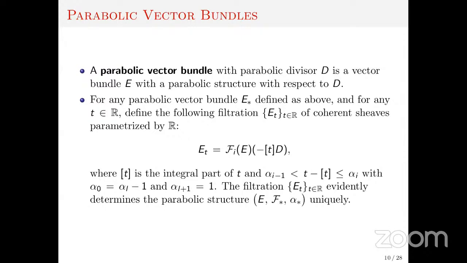So for any parabolic vector bundle E_*, which we defined just now, and for any real number t, we can define the filtration E_t, which is defined in this fashion. It is F_i(E), where F_i(E) is coming from the filtration of the parabolic bundle E_*, twisted by the integral part of tD. Okay, so this filtration E_t determines the parabolic structure on E. So sometimes we will just denote E_* instead of (E, F_*, alpha_*), just to denote the parabolic bundle.